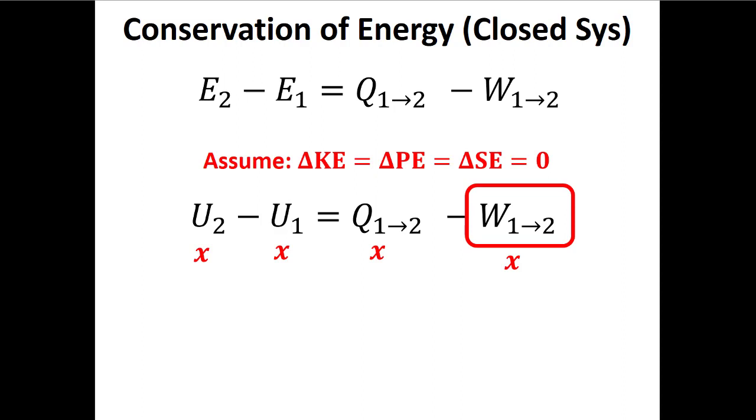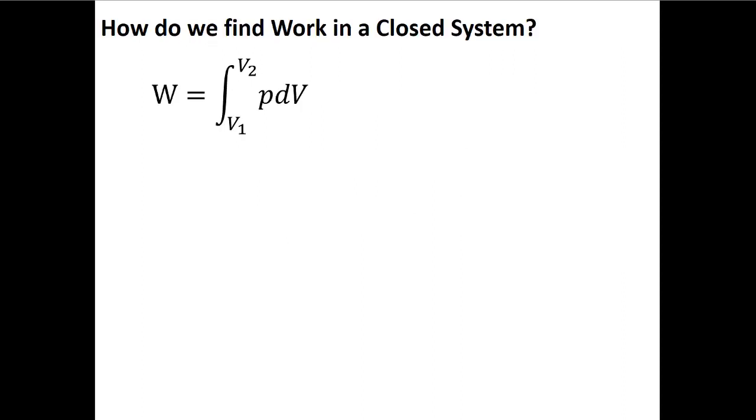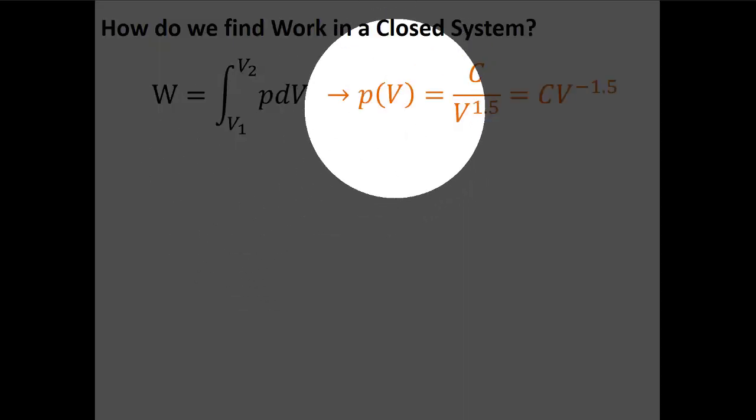Right? But in this case, I'm going to find work first. I remember that for closed systems, work is the integral of PdV between state 1 and state 2. In this case, I'm told that PV to the power of 1.5 is equal to a constant, but that by itself is not what I want, right? I want pressure as a function of volume.